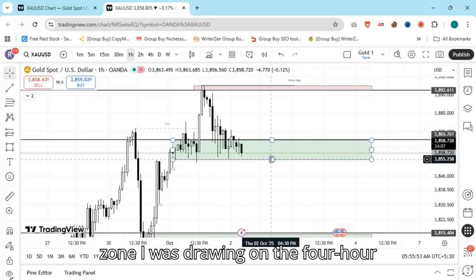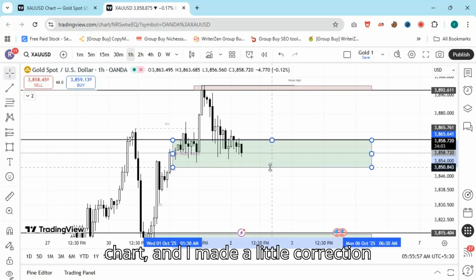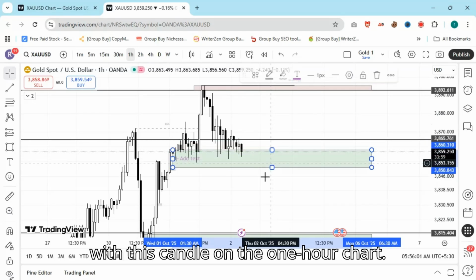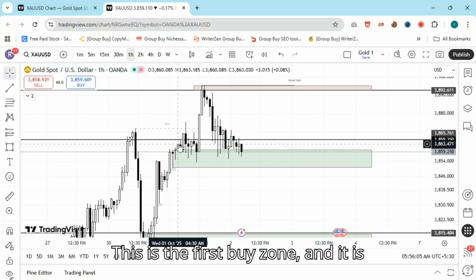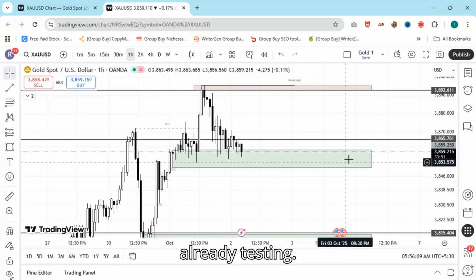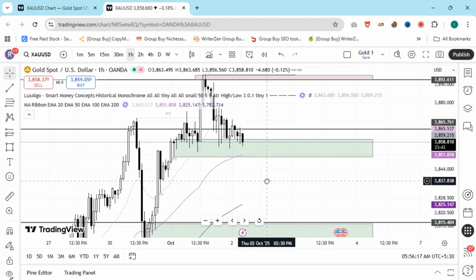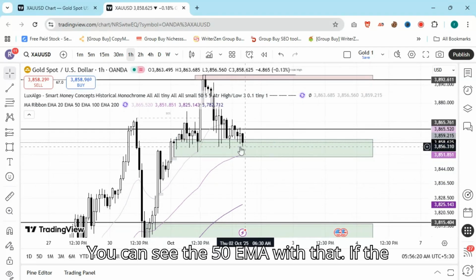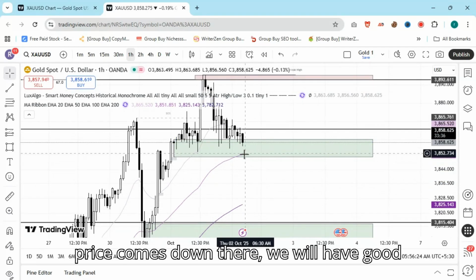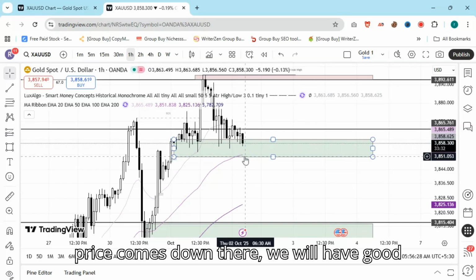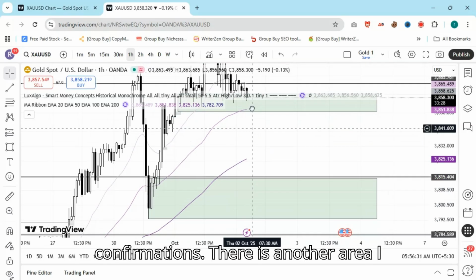This is the buy zone I was drawing on the 4-hour chart, and I made a little correction with this candle on the 1-hour chart. This is the first buy zone, and it is already testing. You can see the 50 EMA with that. If the price comes down there, we will have good opportunities to enter the market with confirmations.